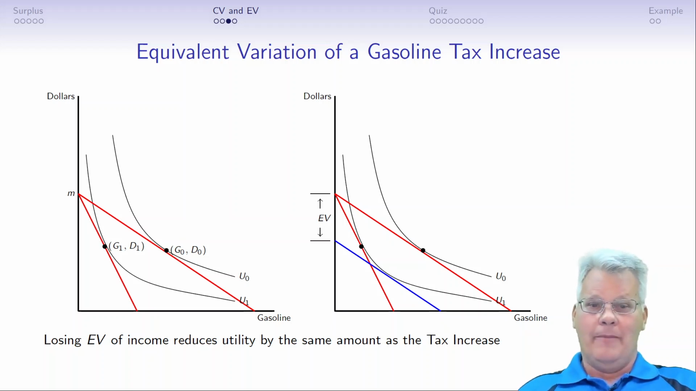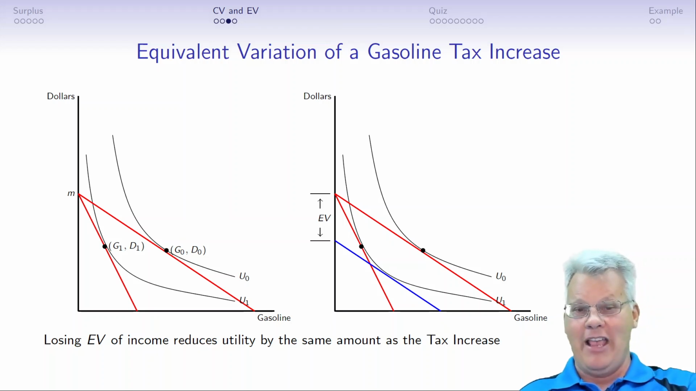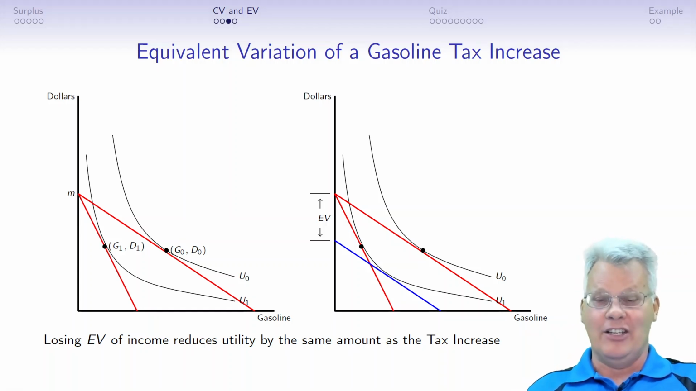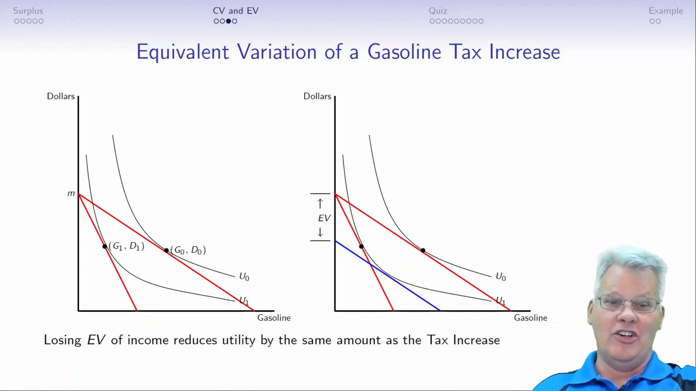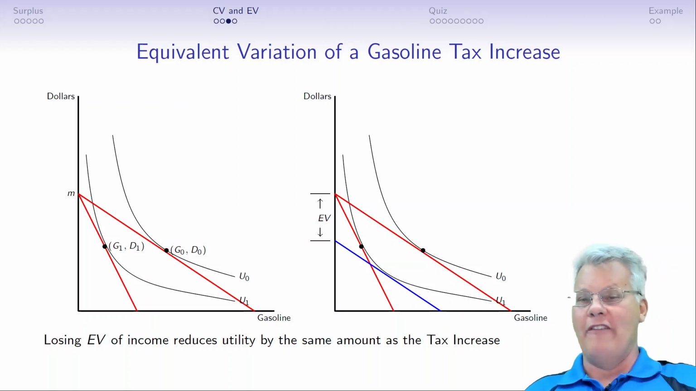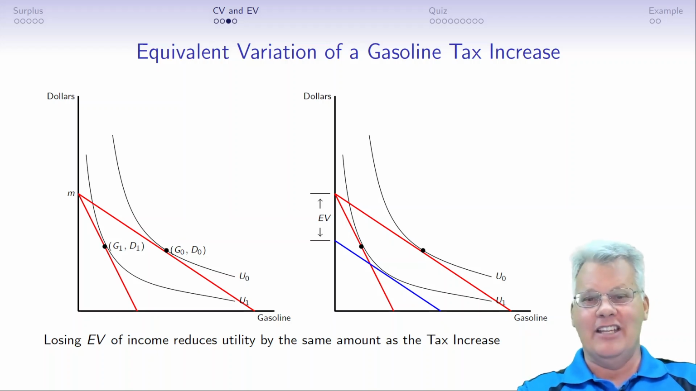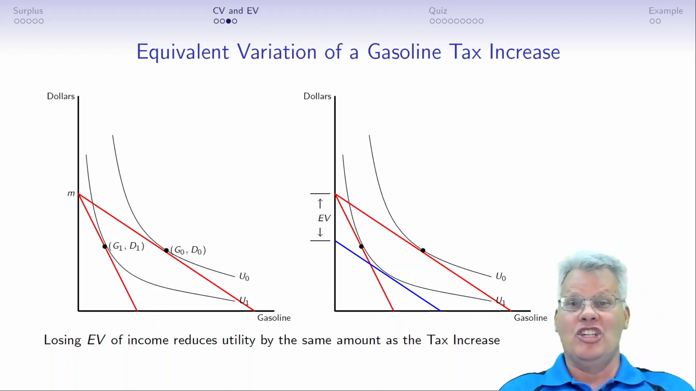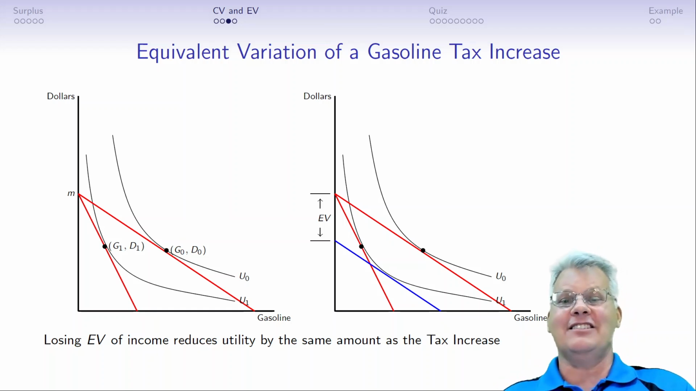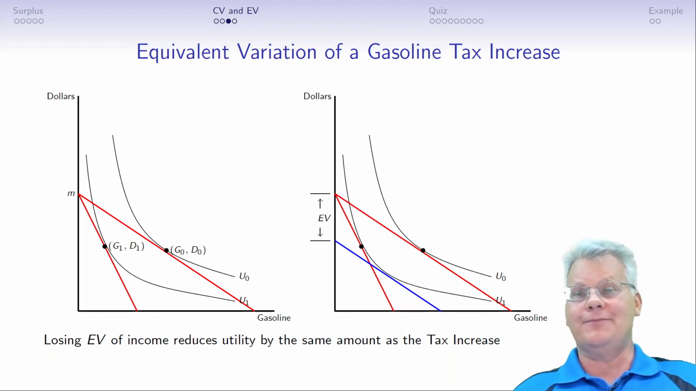So the blue imaginary budget line has the same slope as my original budget line before the tax increase. We bring it down, and it intersects U sub 1, this lower level of utility, the utility that I have after I've been damaged by the state's tax increase. The question of equivalent variation is, how much money would the state have to take away from me, leaving the price of gasoline unchanged, to hurt me as much as an increase in gas taxes? That's the equivalent variation.